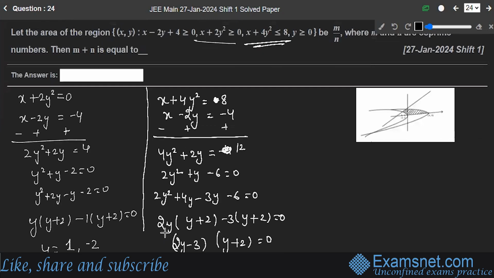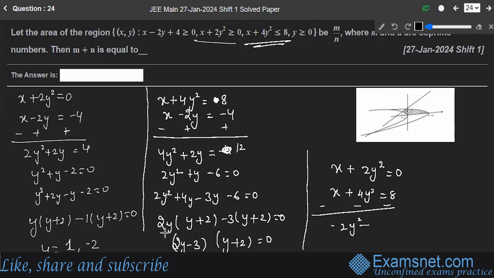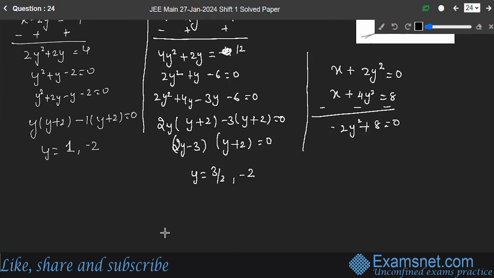Now the third one, the point of intersection of x plus 2y square is equal to 0 and x plus 4y square is equal to 8. Subtracting, you will have minus 2y square plus 8 is equal to 0, or y square is equal to 4, or y will be equal to plus or minus 2. So these are the points of intersection of all of them.